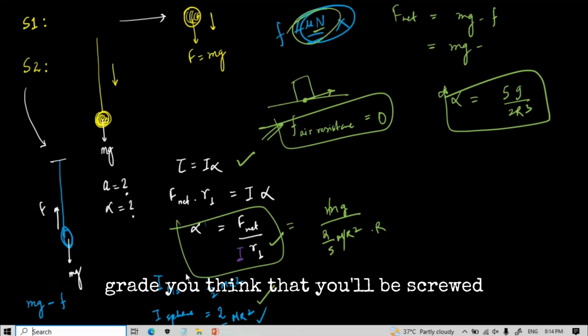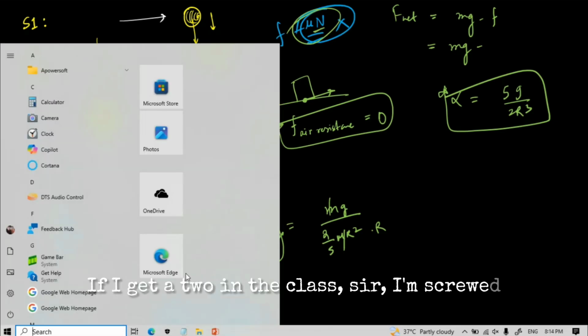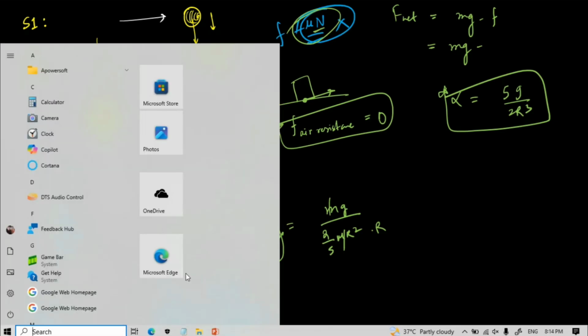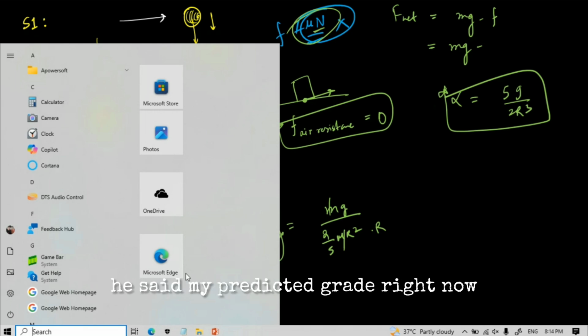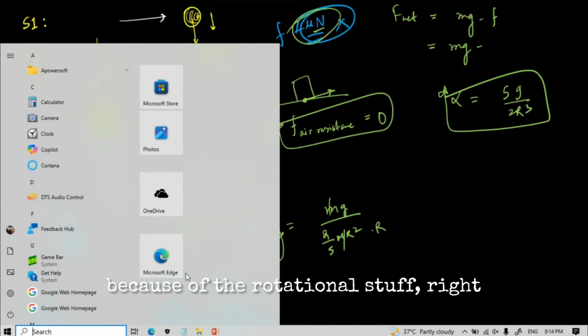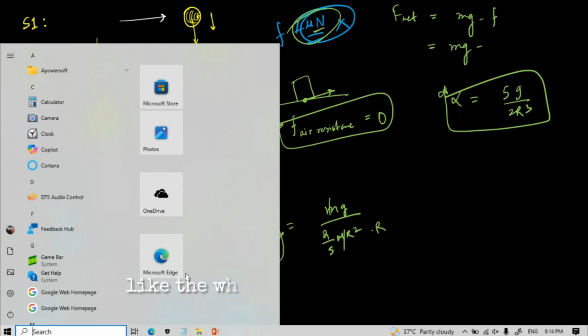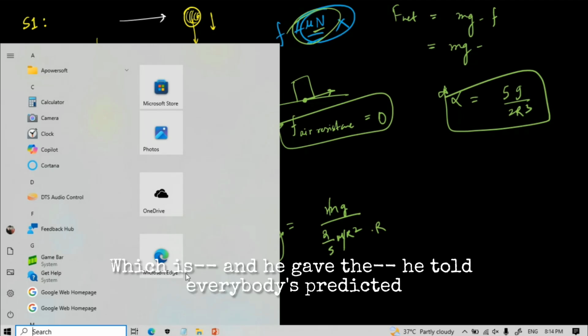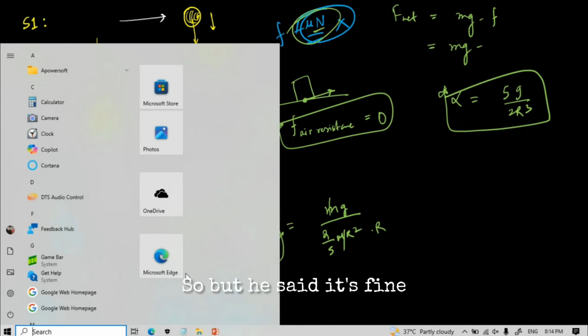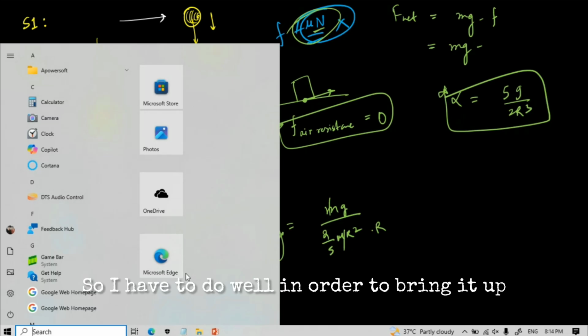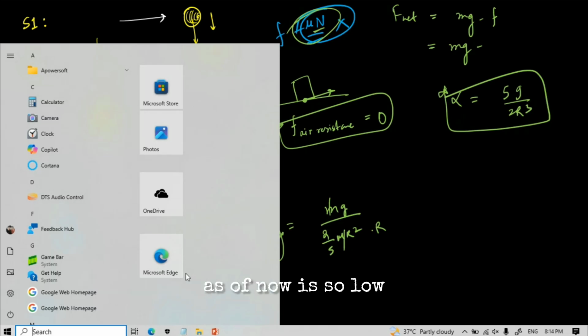What grade do you think you'll get? If I get a two in the class, sir, I'm screwed. No, you won't. Like, this is a two. He said my predicted grade right now, because of the rotational stuff, is a two. If the whole school ended today, you would get a two, and he told everybody their predicted grades. But he said it's fine because you can change it in 6 weeks. So I have to do well in order to bring it up.